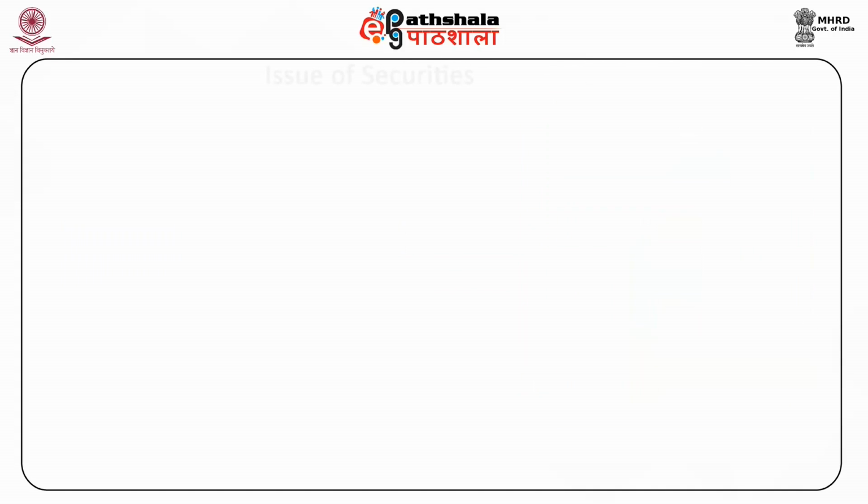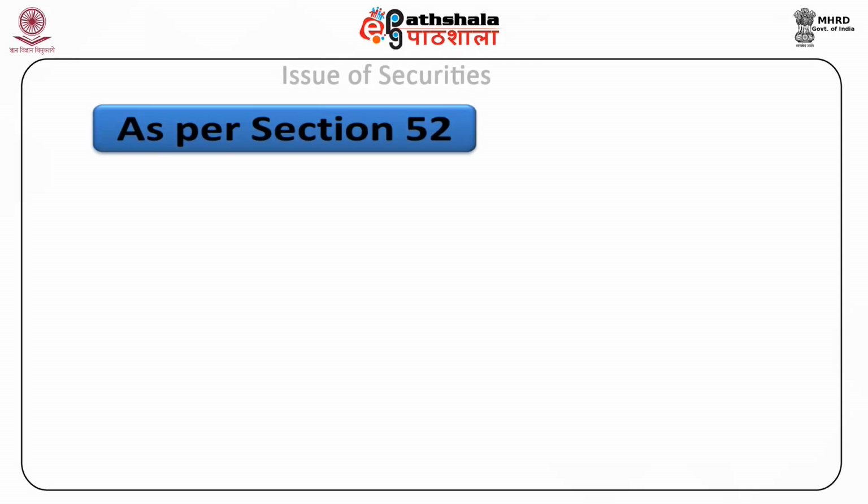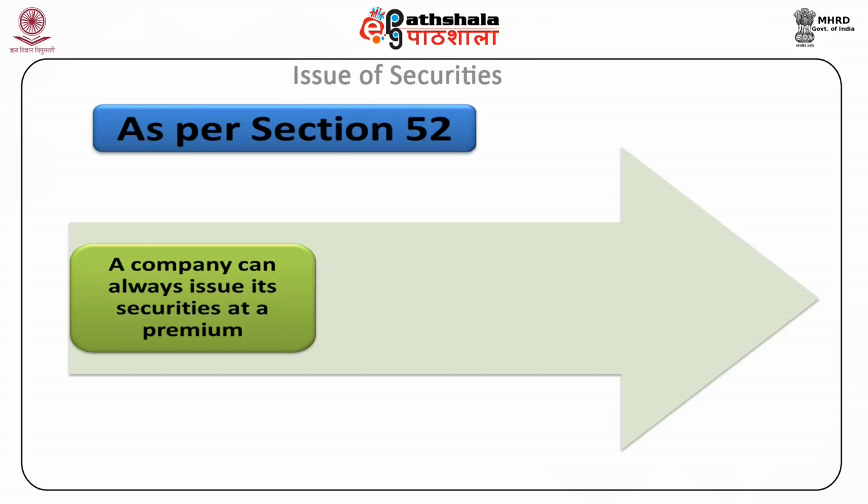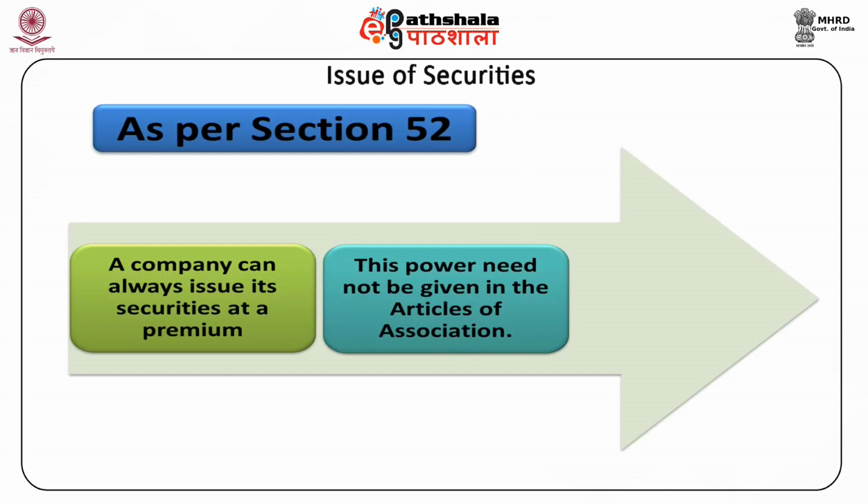Let us now discuss the issue of securities at premium. As per section 52, a company can always issue its securities at a premium, that is, for a value higher than the face value of the security. The power to issue securities at a premium need not be given in the Articles of Association.